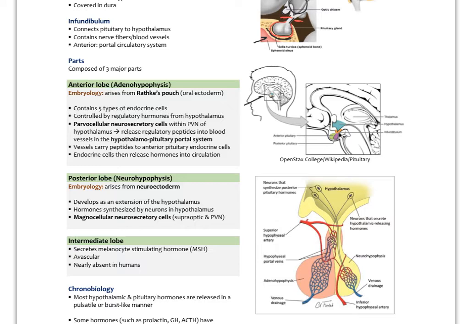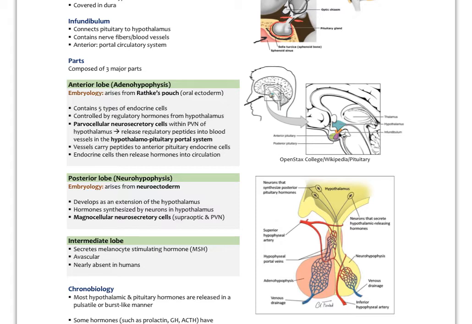There are 5 different types of cells within the anterior pituitary. These are all endocrine secreting cells, and they in turn are going to be regulated by hormones from the hypothalamus. So in the case of the anterior pituitary, there's going to be a hypothalamic releasing hormone, which will then travel down a little portal circulatory system in the infundibulum, and that will then cause the release of hormones from the endocrine cells in the anterior pituitary.